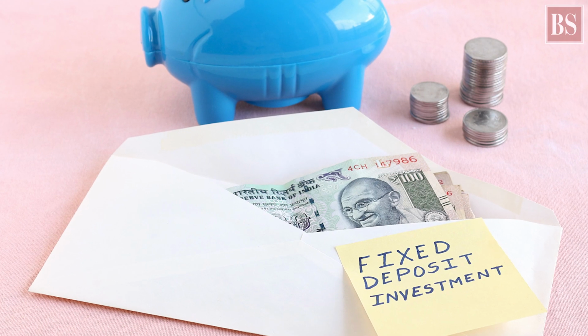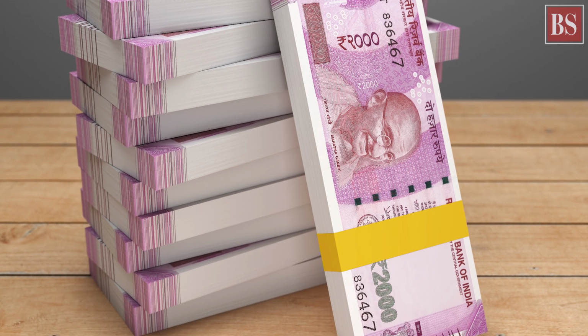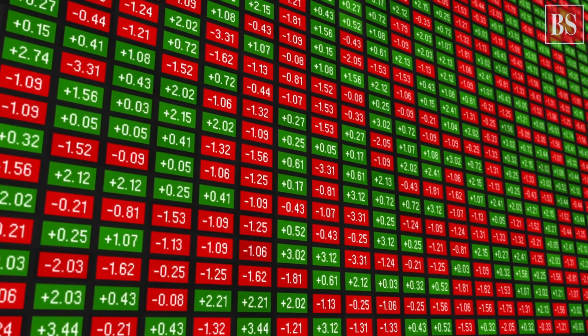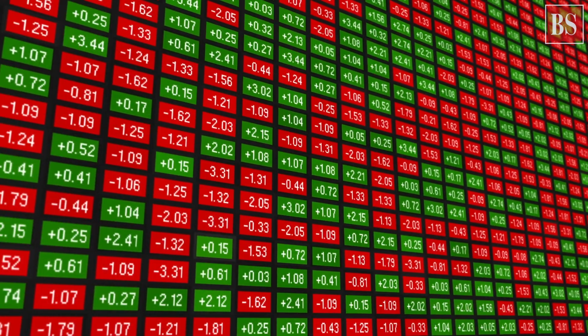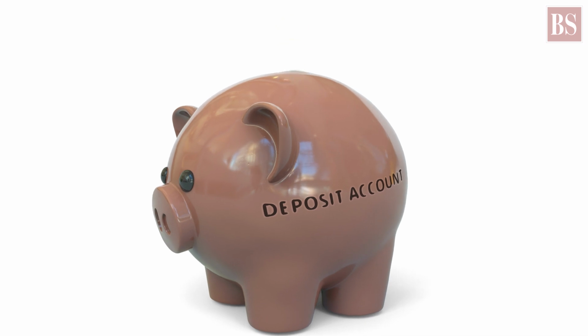The tenures in fixed deposit schemes are flexible. Investors can choose the tenure according to their convenience. Once the amount has been deposited at a specific interest rate, it remains unaffected by further changes in interest rates or market fluctuations. Thus, the returns on your deposit are assured.